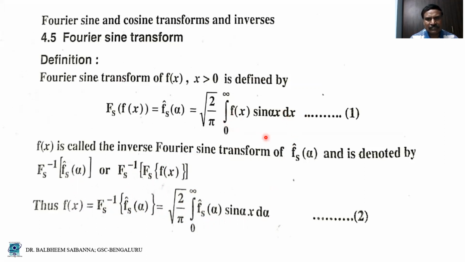Now here, equation 1 is known as the Fourier sine transformation, and equation 2 is known as the inverse Fourier sine transformation. Now what is the difference between the Fourier sine and its inverse? Observe very carefully. Here f of x is there, here Fs cap alpha is there. This is the only difference between Fourier sine and its inverse. Remember, these two are very important.